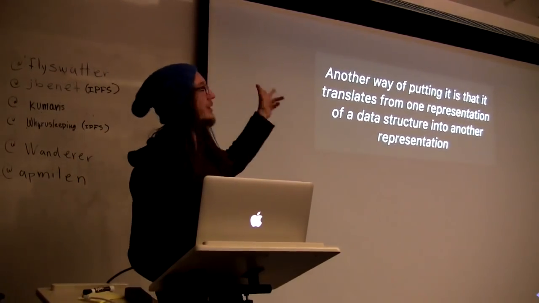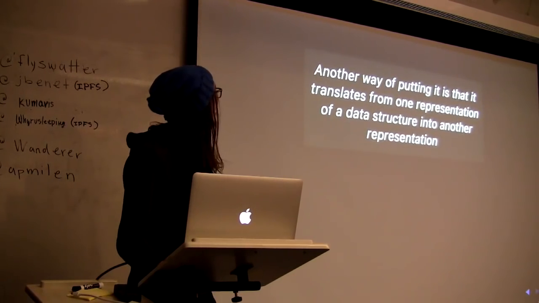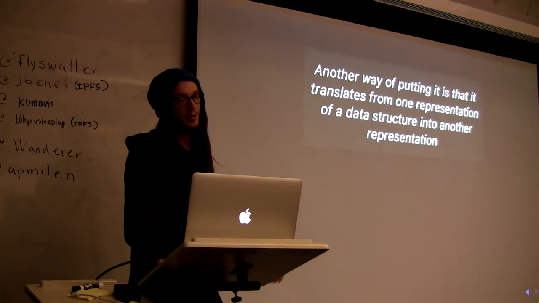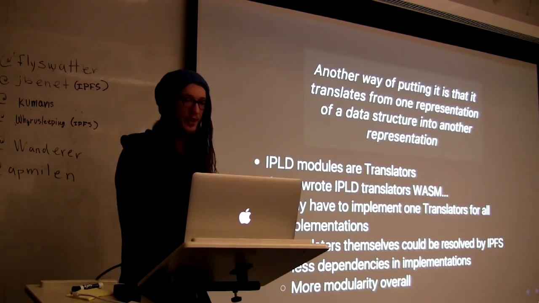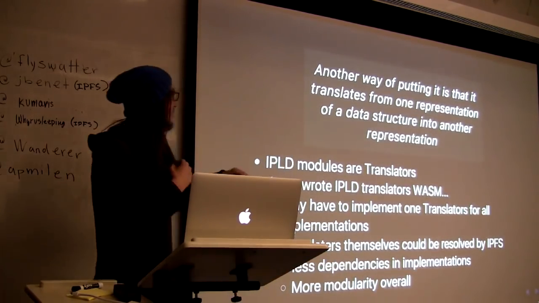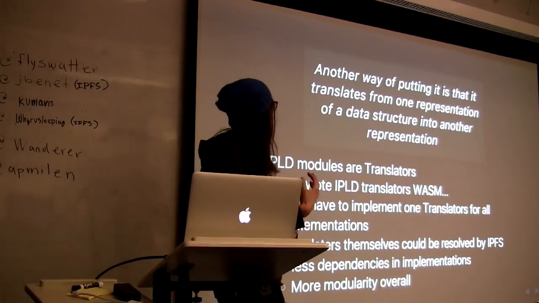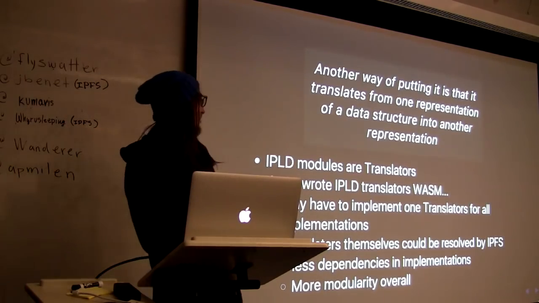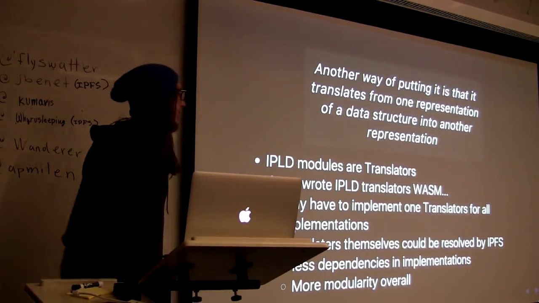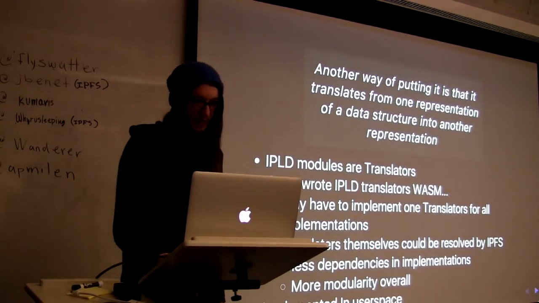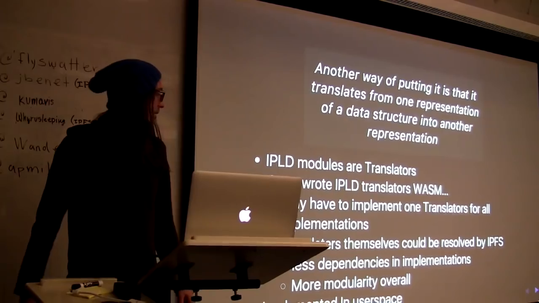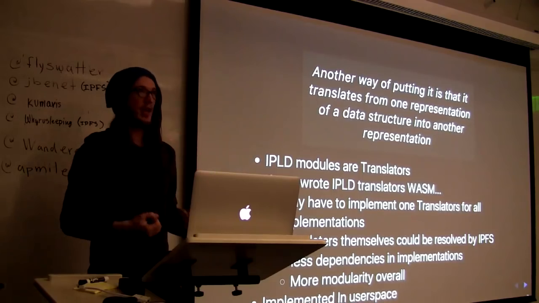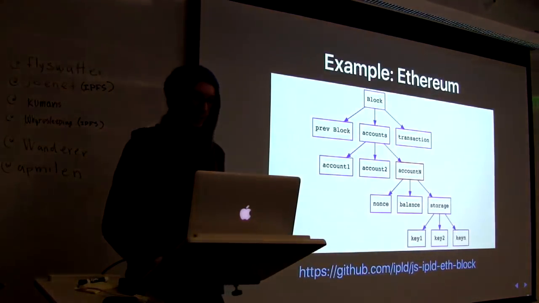Another way to put it, this is also copied out of HURD's manual: a translator just translates from one representation of a data structure into another representation. So pretty straightforward. If you wrote IPLD translators in WASM, you'd only have to implement one translator for all implementations. Translators themselves can be resolved by IPFS, which means less dependence on implementations and more modularity overall, which is great stuff. And these things could be implemented in user space, ideally, if there was just a common API.